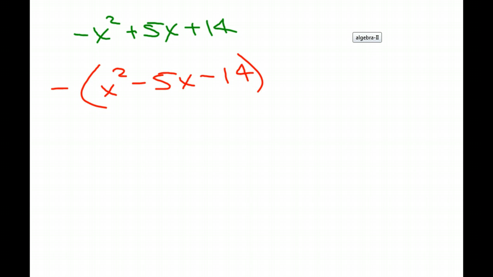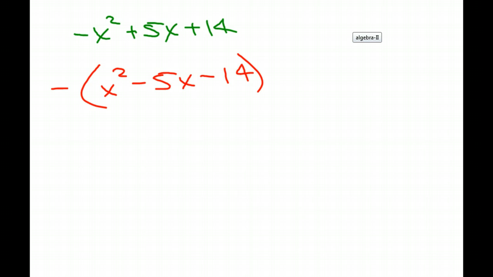So now, if we can multiply this negative by this and get a negative x squared, this by a negative and get a positive, and this times this and get a positive, we're good to go. It works, so we can do that. So now what I'm going to do is drag that negative sign along each step of the way, not do anything with it, and just worry about what's in the parentheses.